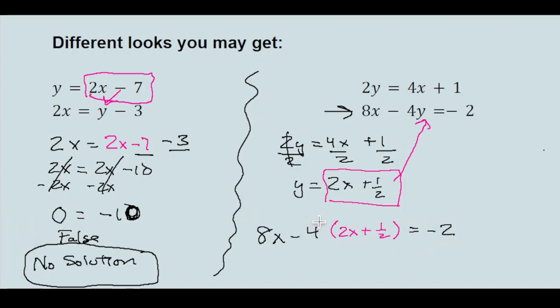All right, so let's take a crack at this, right? So we've got negative 4 is going to multiply by both of these. Let's just write this out. We've got 8x, and then we have minus 4 times 2x, so that's negative 8x. And then negative 4 times 1 half is negative 2, right? Because 2 goes into 4 twice, right? And this equals negative 2.